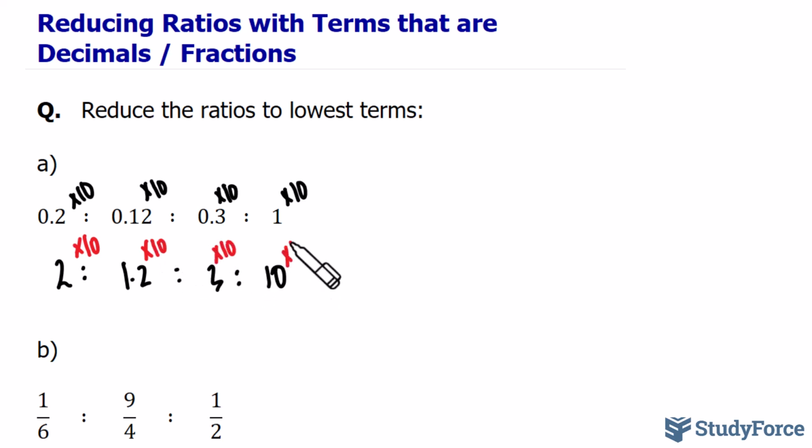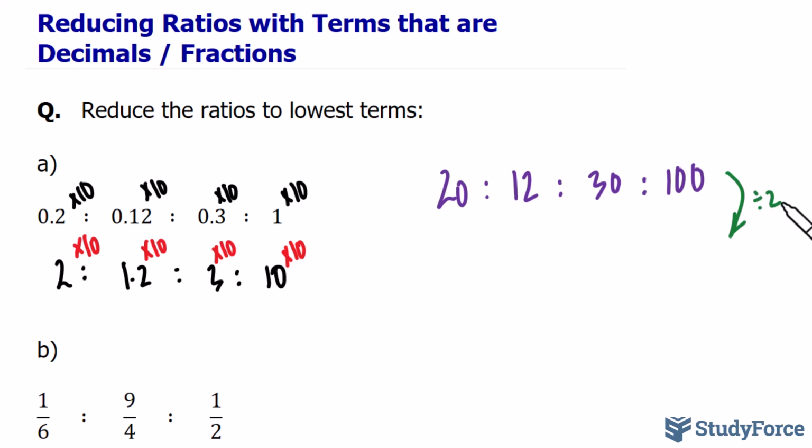You're also more than welcome to multiply the original ratio by a factor of 100 instead of 2 factors of 10, which we did here. And with that being said, we end up getting the ratio 20 to 12 to 30 to 100. Now the first thing that I notice is that all of these numbers are divisible by 2 since they're all even. So I'll divide them all by 2, and this gives me 10 to 6 to 15 to 50.